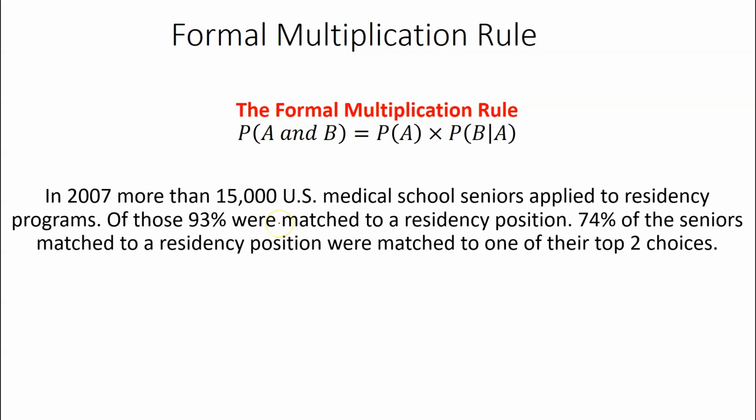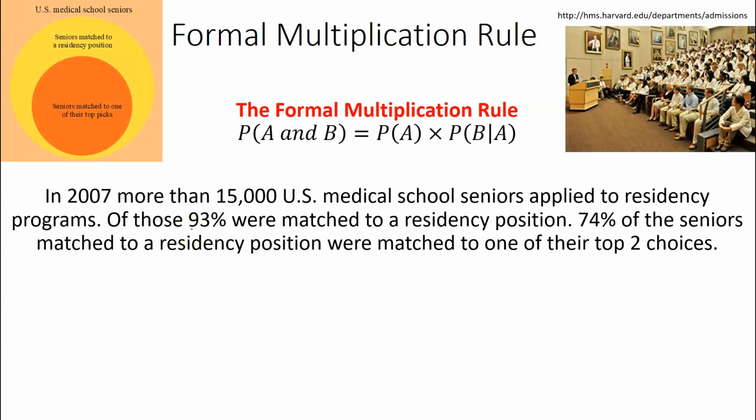Let me give you an example here, kind of a word problem scenario. In 2007, more than 1,500 U.S. medical school seniors applied to do their residency programs. Okay, so a lot of people applied for the residency program. Of those, 93% were matched to a residency position. Of those, 74%, well, I shouldn't say it that way, 74% of them, but they had to be part of this group in order to be part of the next group. 74% of the seniors matched to a residency position were matched to one of their top two choices.